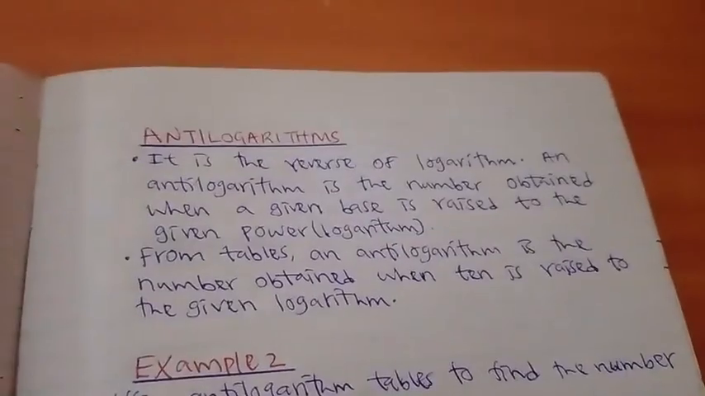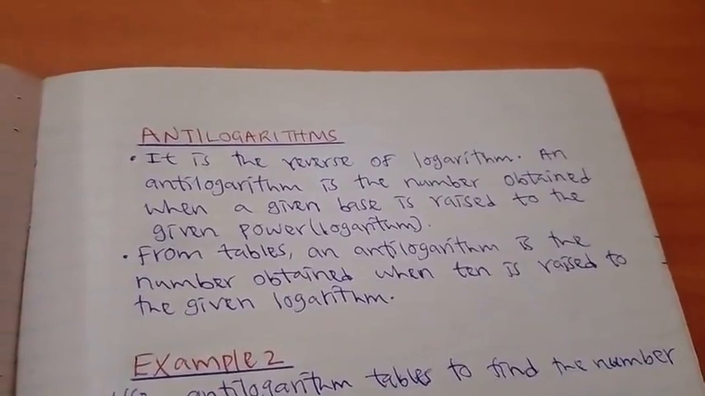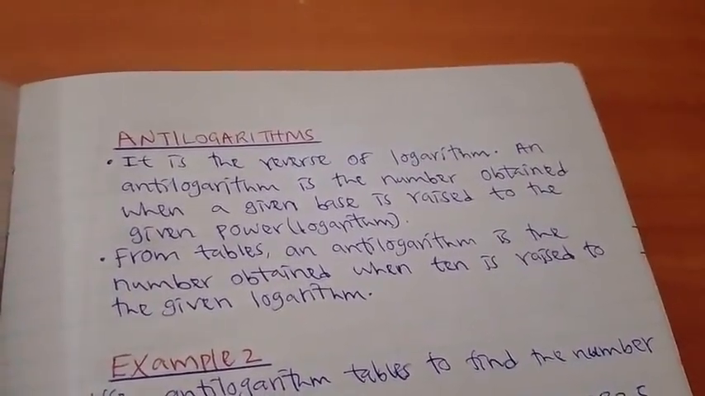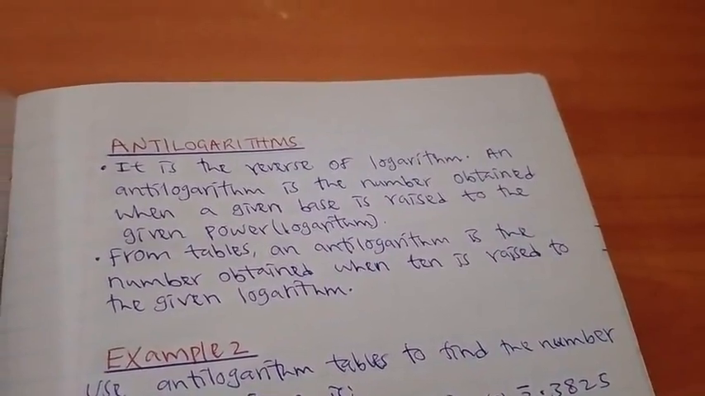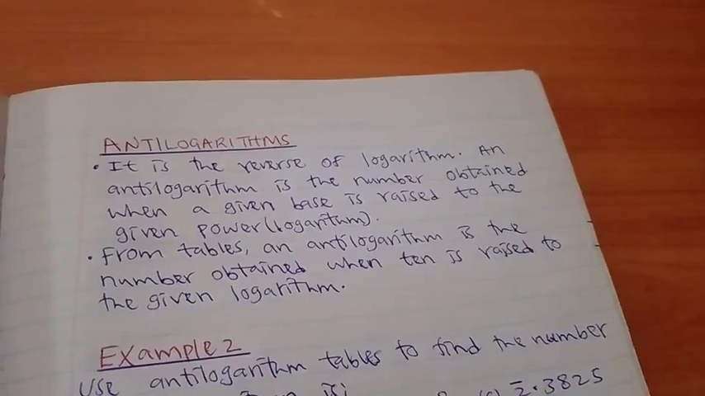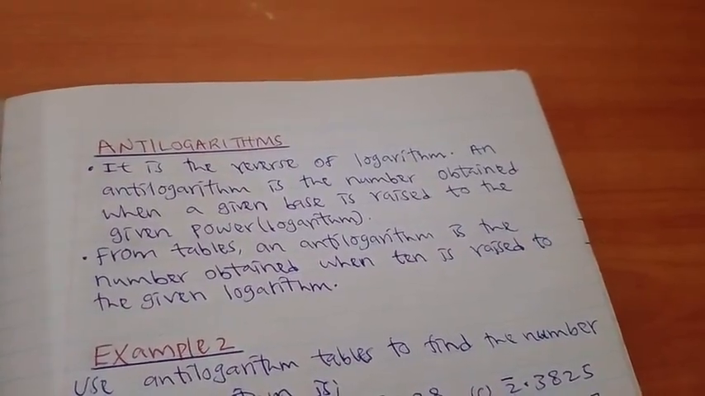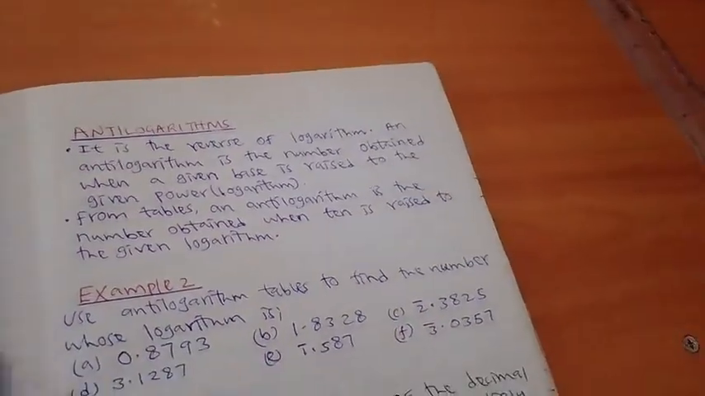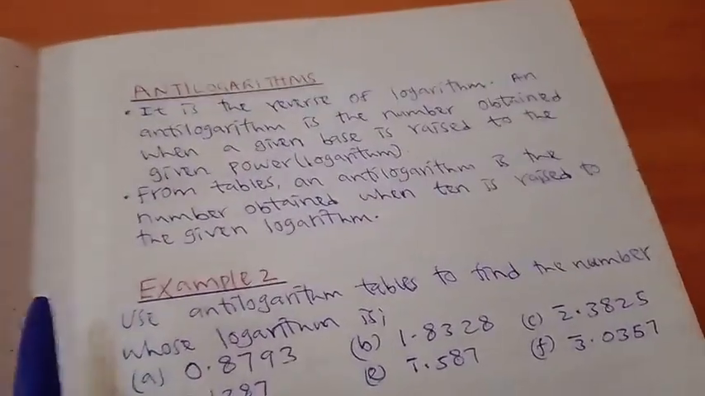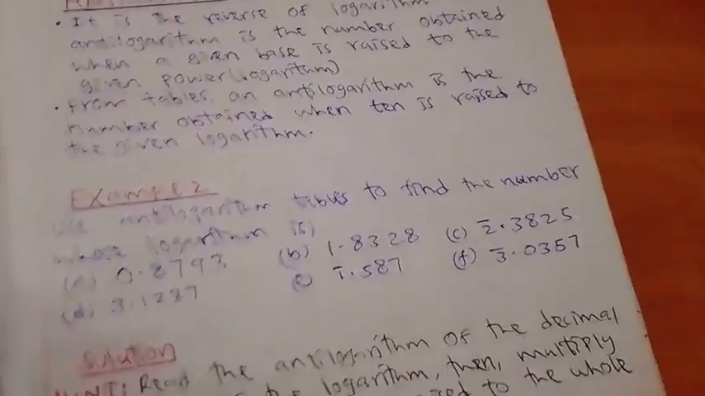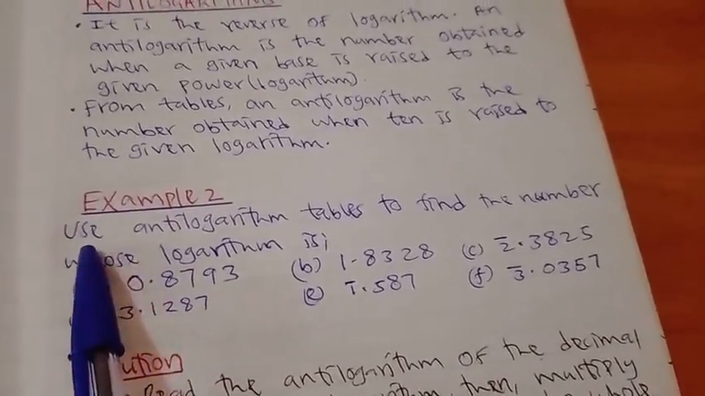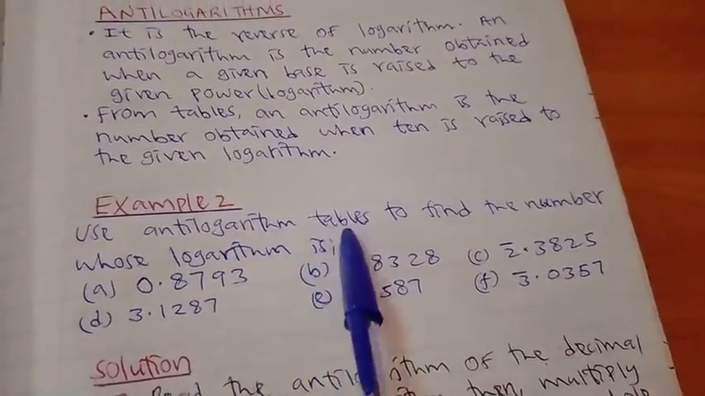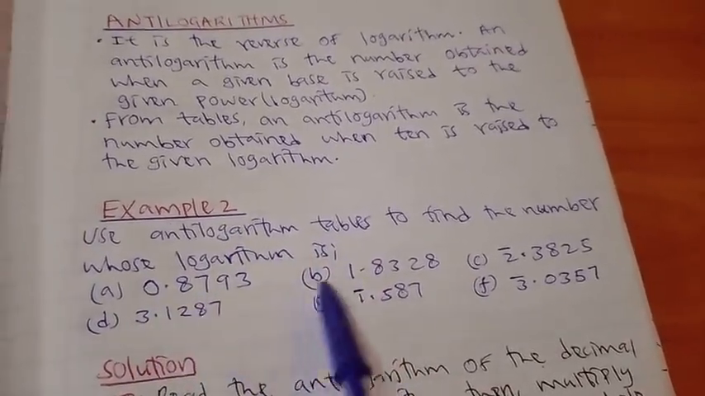Let's move to antilogarithm. This is the reverse of logarithm. An antilogarithm is the number obtained when a given base is raised to the given power, or logarithm. From tables, an antilogarithm is the number obtained when 10 is raised to the given logarithm. We have tables of logarithm and tables of anti-logarithm just after the tables of logarithm. Therefore, we will use the tables of anti-logarithms to read the anti-logarithms of various logarithms.